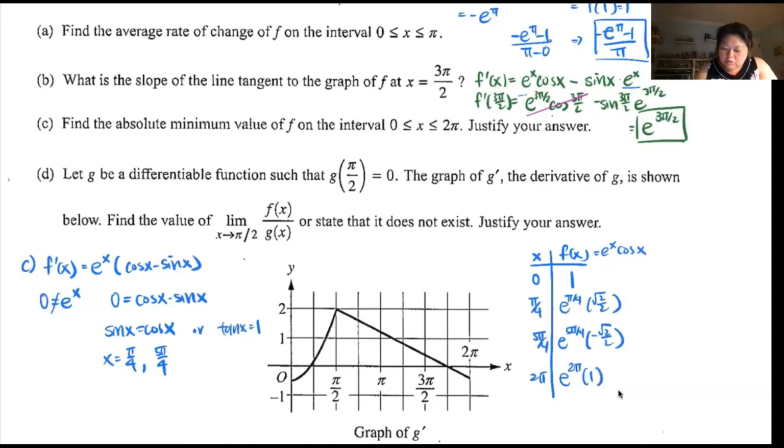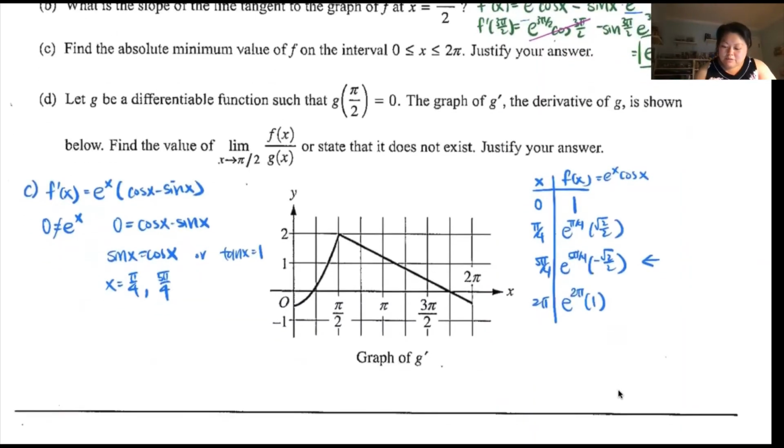Okay. So which one is an absolute minimum value? Well, all these are positive except this one. This is the negative value. So this must be my minimum, right? So that is my absolute minimum. So I would say the absolute min of negative root 2 over 2 e to the 5 pi over 4 at x equals 5 pi over 4. That's a very awesome answer.